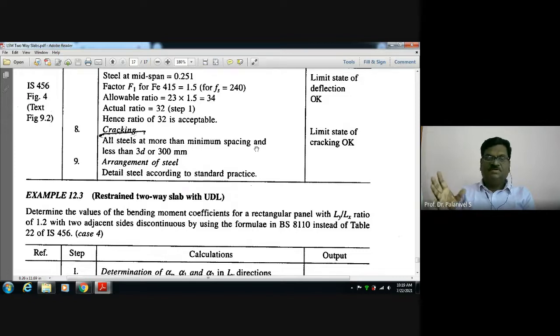And then the diameter of the bar used should not be more than 1/8 of the thickness of the slab. That is missing here, that also I have to show. Yes, the diameter of the bar used is less than 1/8 of the thickness of the slab. Here the thickness of slab is 180 mm, 180 by 8, it should be less than that. Why the author has not done that check, you check it later. All checks are to be satisfied. Hence, the limit state of cracking is okay. And then the arrangement of steel, detailing of steel according to the standard practice.